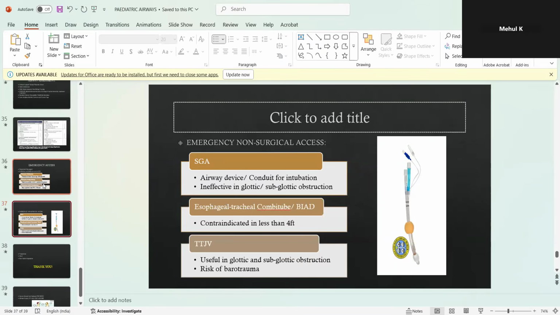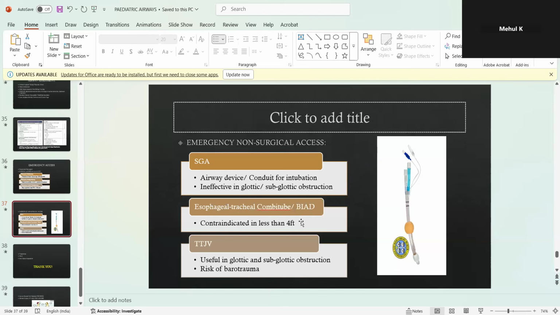The emergency way, the non-surgical ways of gaining an emergency access by sticking to the Difficult Airway Society algorithm, is a supraglottic airway. You can use it as an airway device by itself, or you can use it as a conduit for intubation if you have got intubating LMAs like the LMA Fastrach or the LMA Blockbuster. But if the obstruction is glottic or subglottic, supraglottic airways are of no use. What you can go for is an esophageal tracheal combitube, which is a blind inserted airway device, BIAD.